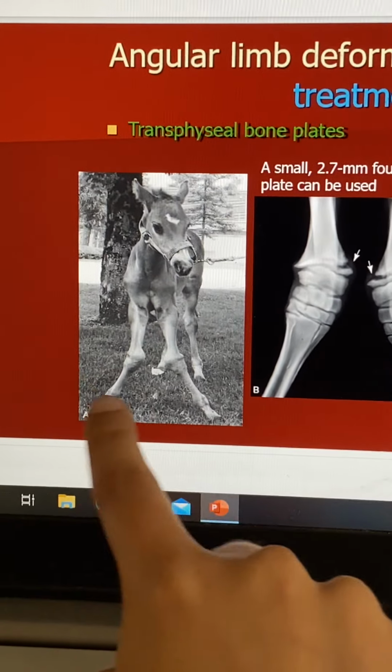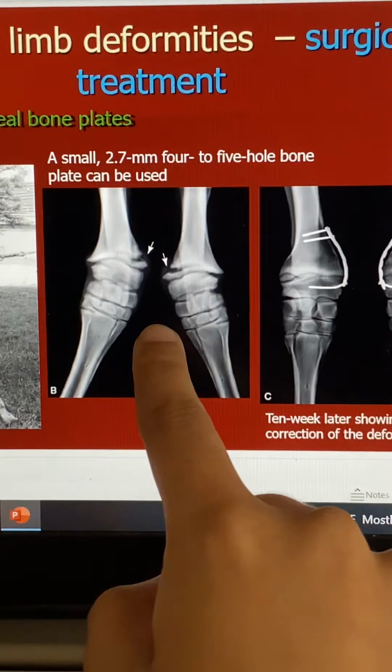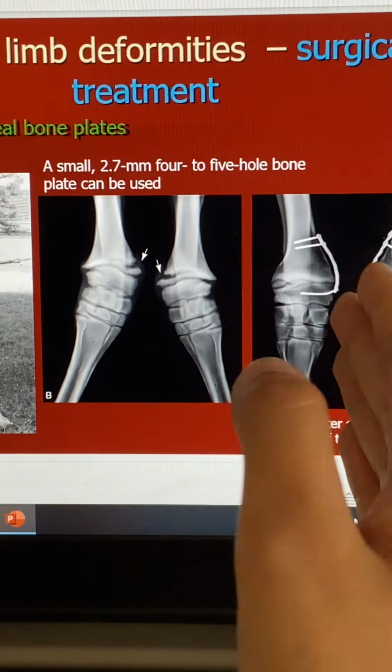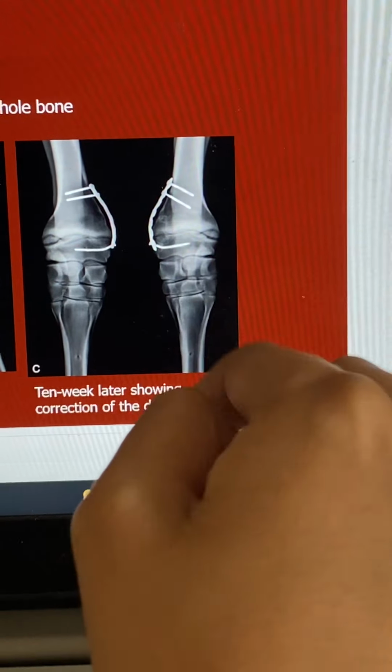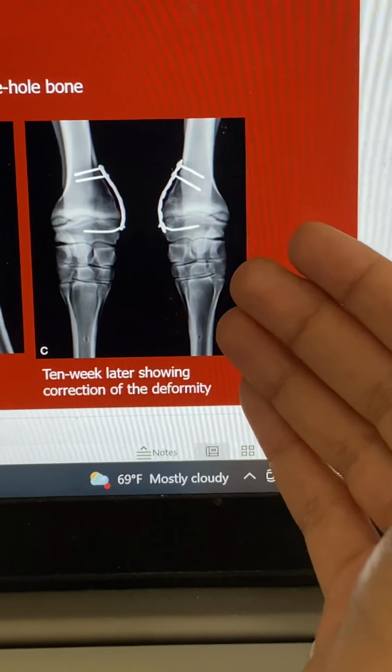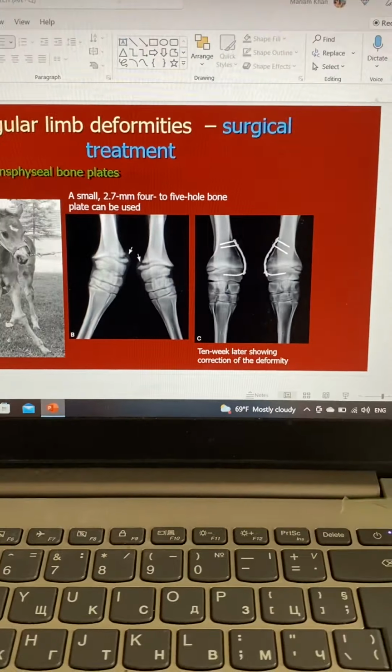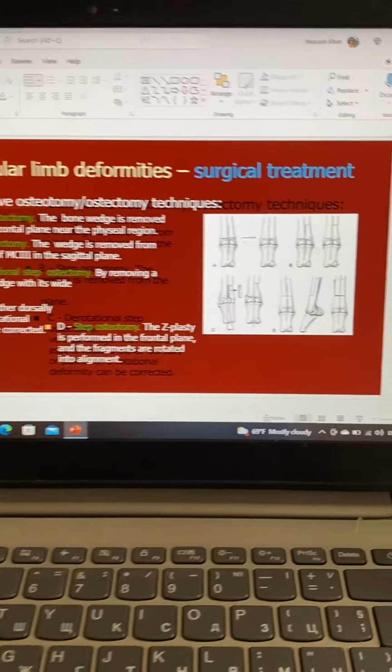And transphysial bone plate, so this is before, you use a small 2.7 millimeter 4 to 5 hole bone plate, and so you can see there are 4 holes in this bone plate, and yeah, this shows 10 weeks after correction of the deformity, and it's just night and day really, isn't it?